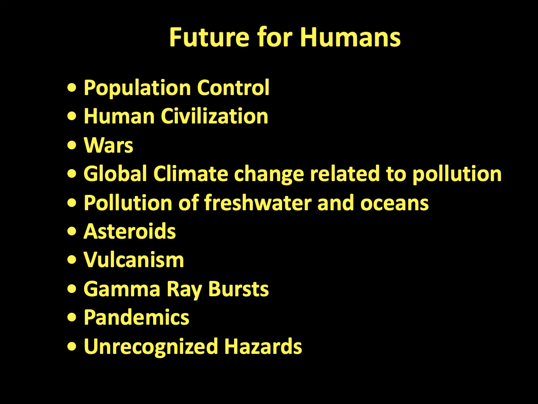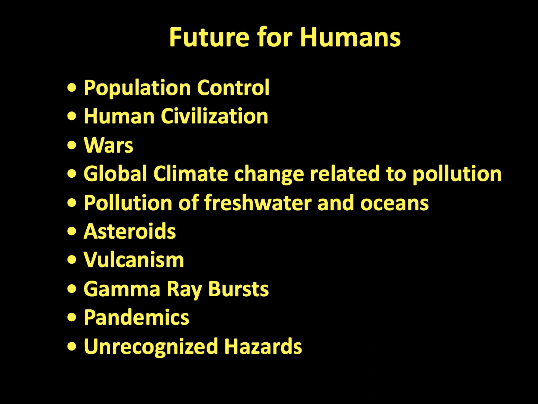So I want to just leave you with a few items here about the future for humans and evolution of humans. One thing that's clear right now is the population on Earth has really exponentially grown in the past 50 years especially. And so it's clear that it can't go on like that forever, and that's jeopardized some parts of human civilization. It's increased the number of wars around the world, and it's increased global climate change due to pollution, including pollution of fresh water and oceans.